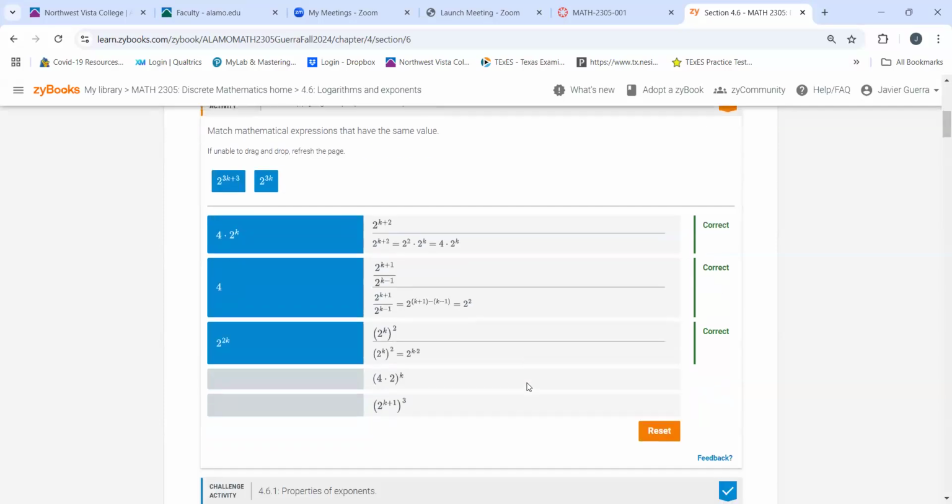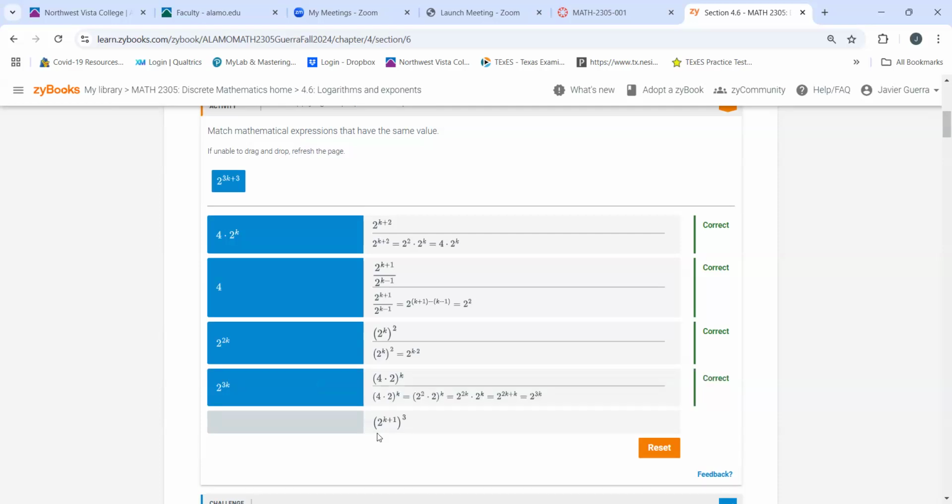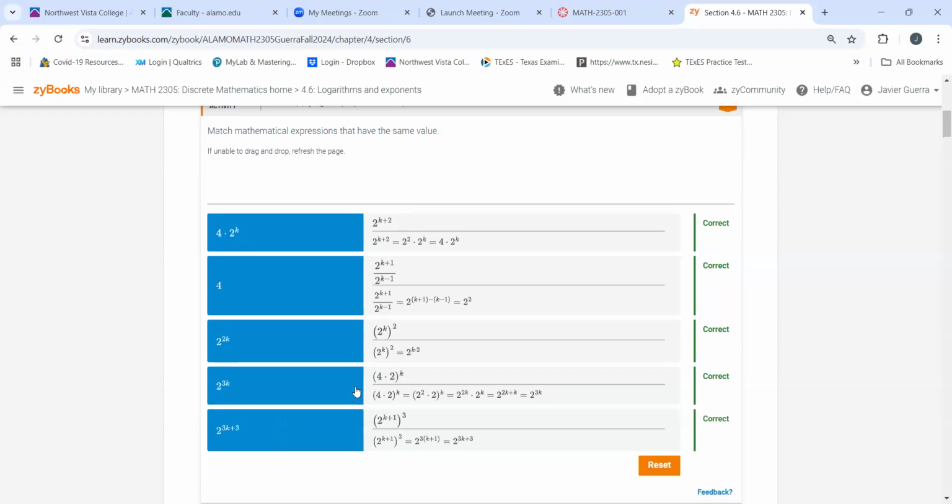This one is 4 times 2 to the k. I can express 4 as 2 squared, and that's 2 to the first. So 2 to the second power times 2 to the first, that's 2 to the third. So 2 to the third times k should be that one. And the last one, I have to distribute the 3. So that would be 3k plus 3. So that's 2 raised to the 3k plus 3. Awesome.